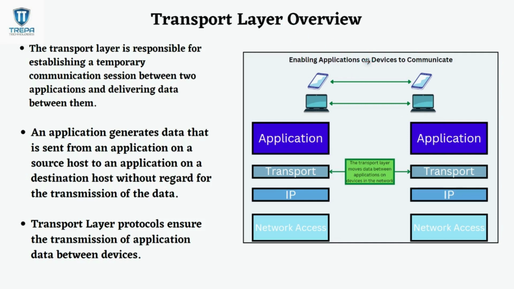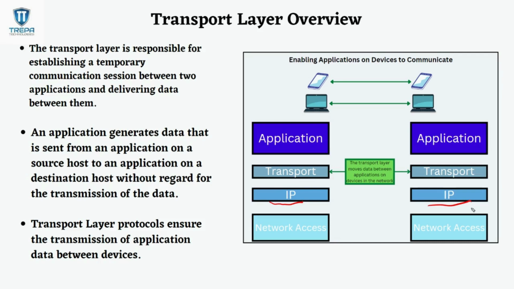So just a transport layer overview. The transport layer is responsible for establishing these communication sessions between client and server, two applications, and delivering that data between them. Now we know that the IP address is what we're sending to. That's how we locate a device on the internet or our network. But the transport layer is ensuring that the data between client and server, sender and receiver arrives correctly, and we actually have some checks on if that data arrived.